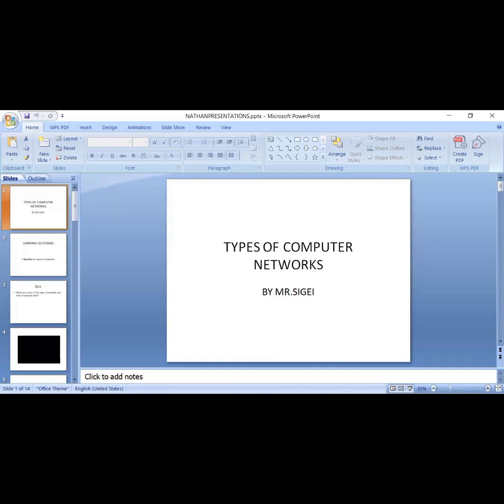As I've said, we are going to look at the types of computer networks. And at the end of the lesson, we should be able to identify the types of networks that are available.